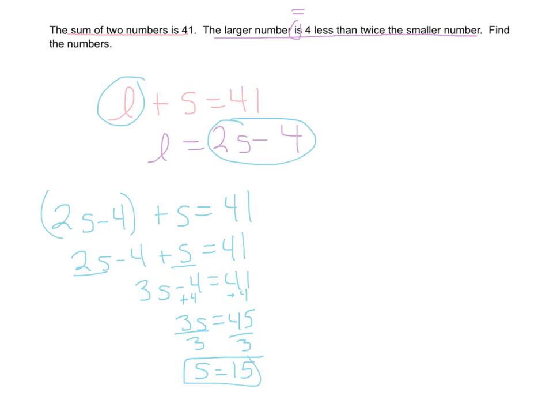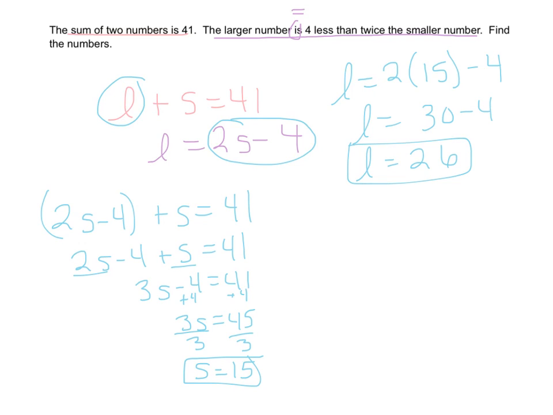So that would be your smaller number. Now plug it into either one of these to solve for L. And I think I'm going to go with the bottom one. L equals 2 times 15 minus 4. So L equals 30 minus 4. L equals 26. So there's your larger number. So 15 and 26 are your two numbers.